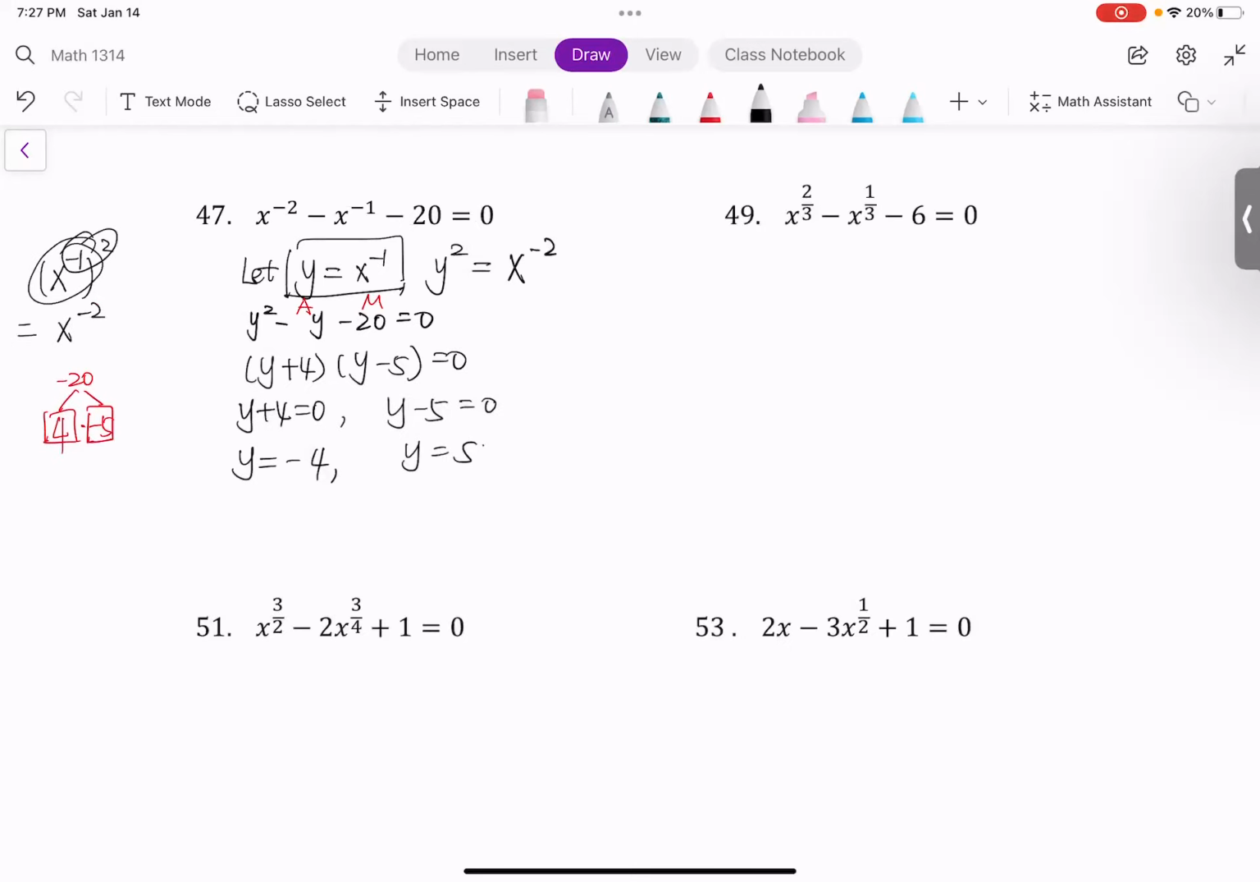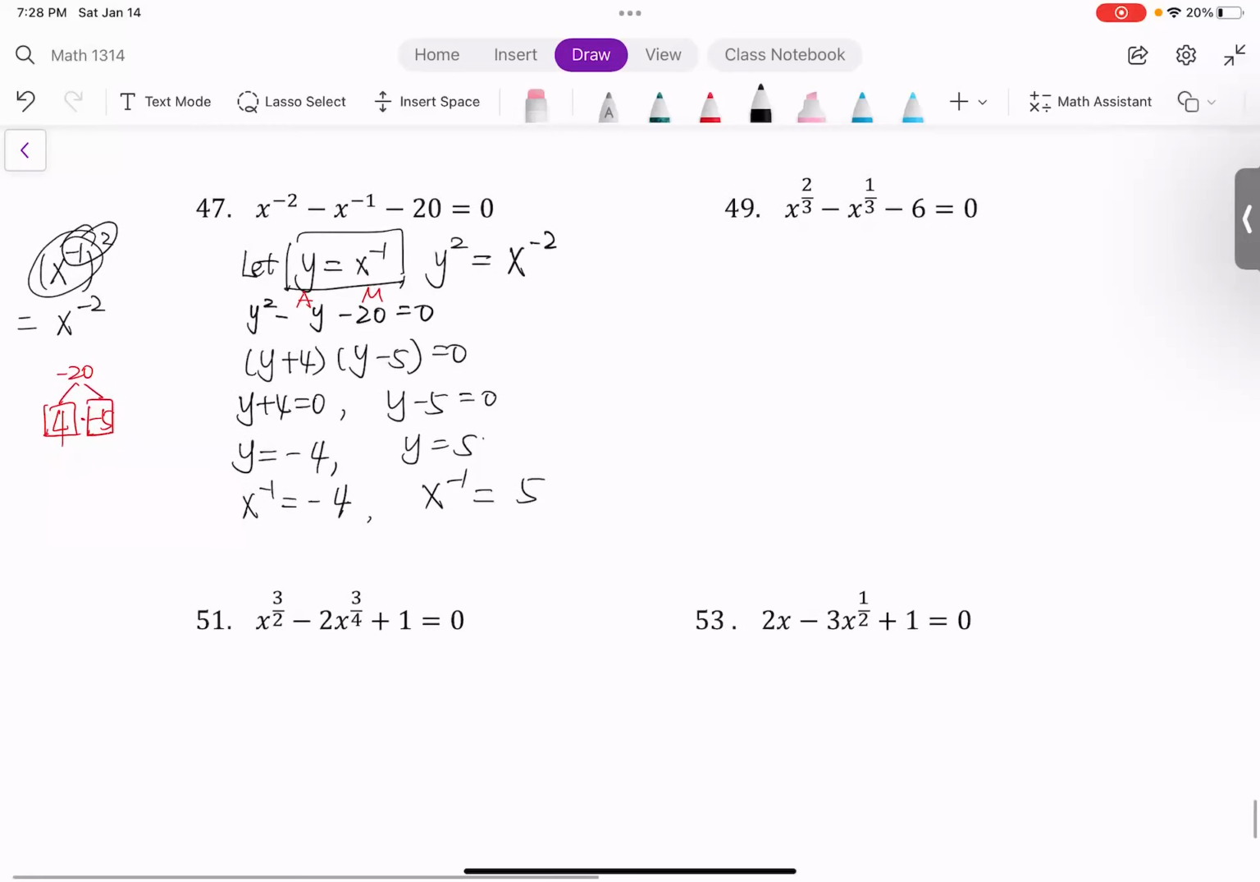So x to the negative 1 equals negative 4. X to the negative 1 equals 5. What's the meaning of the power being negative? If you see the power is negative 1, that's the reciprocal of this base. Oh, reciprocal of x. 1 over x equals negative 4.